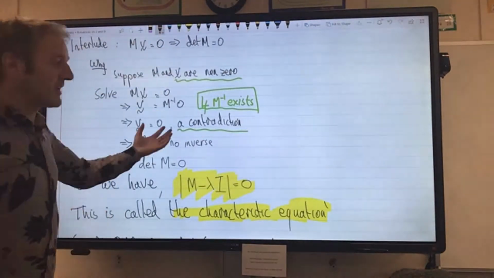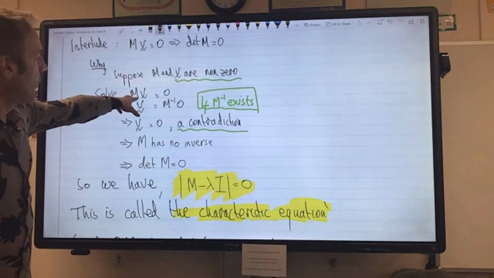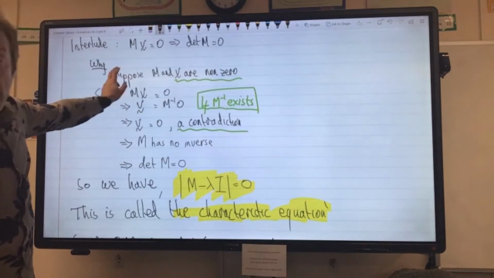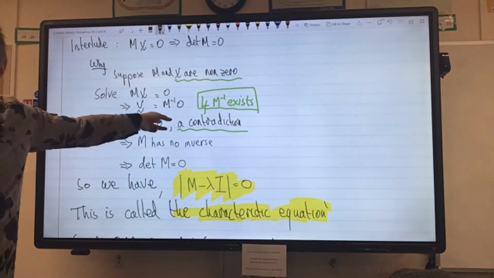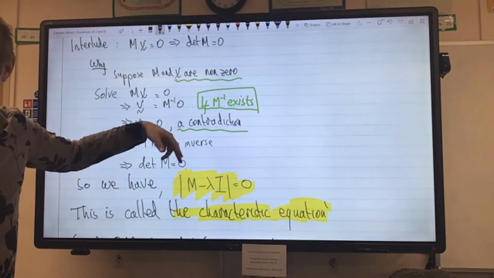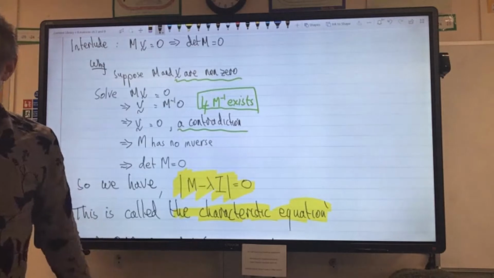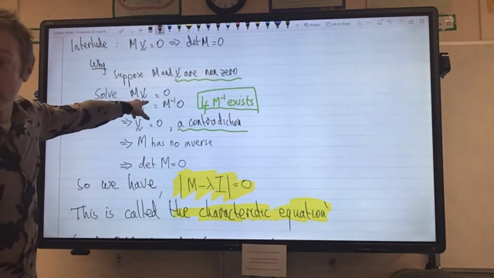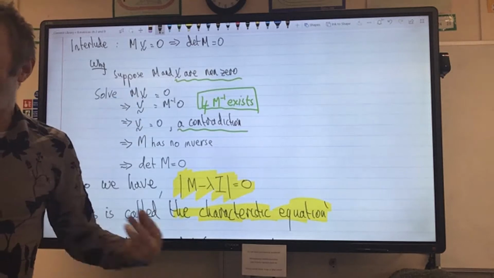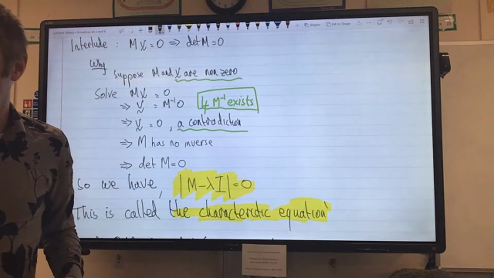Yeah, or the vector is zero. So if I want to solve this equation, I can only solve it if either the determinant of M is zero or V is zero. You're right. But what we're going to be doing is trying to solve it for non-zero V. So how can we solve this equation for non-zero V? We can, but only with a matrix that has a determinant of zero.